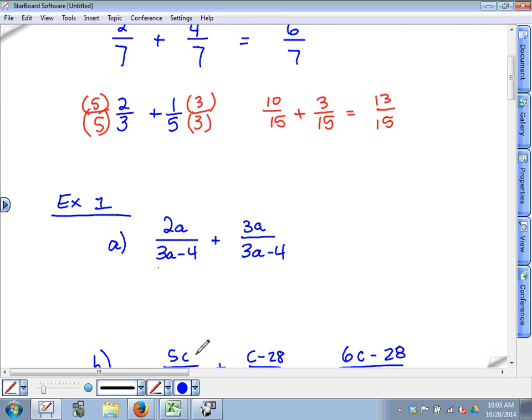Already have the same denominators, don't we? They already have a common denominator. So what that means is these two fractions can be added together, and your denominator in the answer is going to be the same, 3a minus 4. It doesn't change. You don't add the denominators together. Yeah, the numerators. 3a and 2a makes 5a.